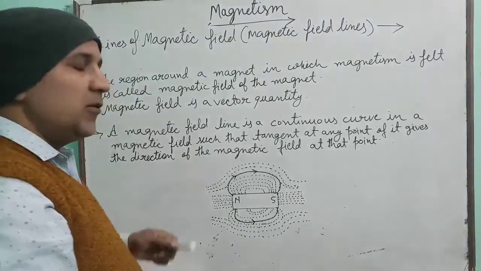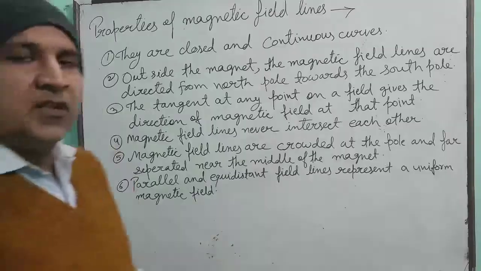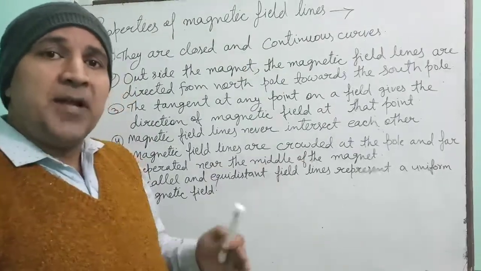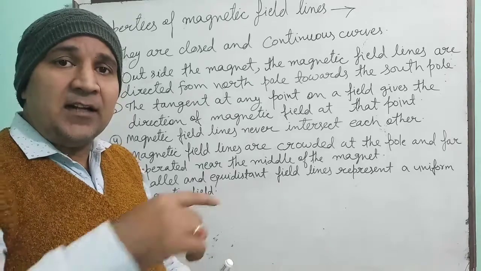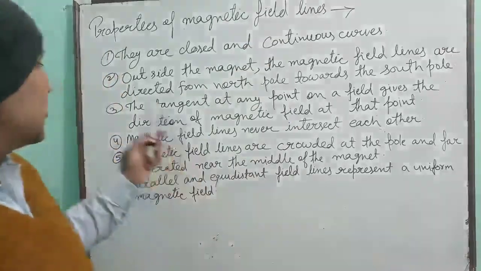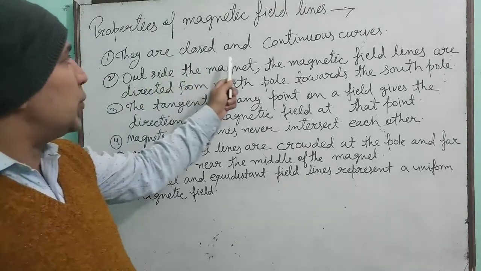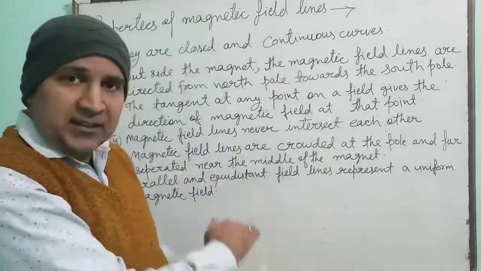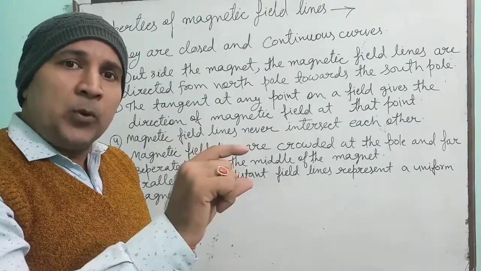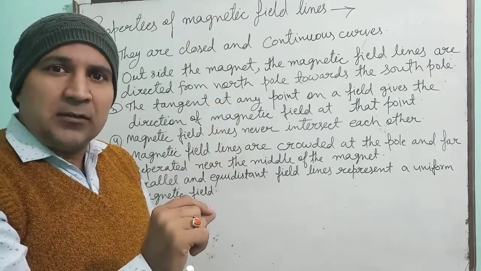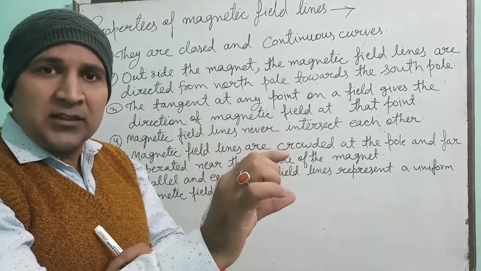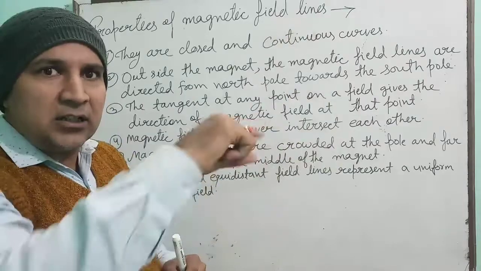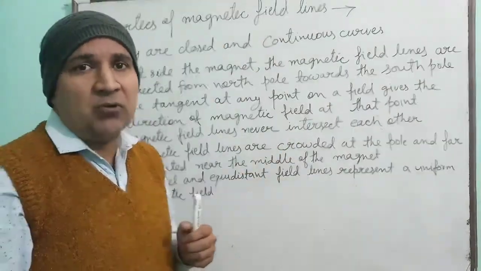Now we will see the properties of magnetic field lines. As we have seen, magnetic field lines are a vector quantity and their direction is from north to south pole. So see one by one. The first, they are closed and continuous curves. Children, when I draw the graph here, previously you have seen at the pole the lines are very near to each other, but in the middle of the magnet the magnetic field lines are away from each other, but we are watching the continuous curve from north to south pole.